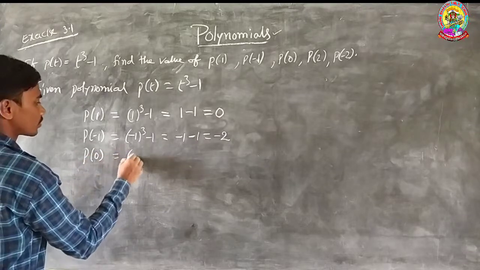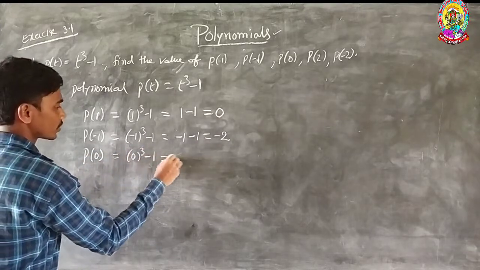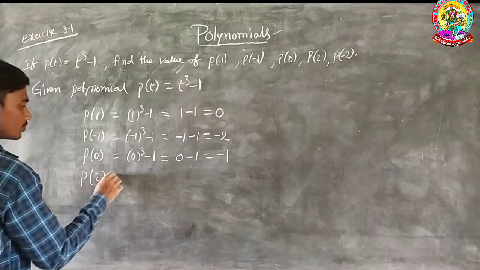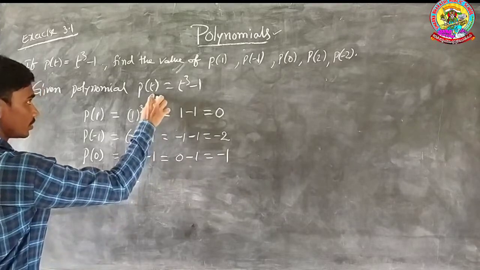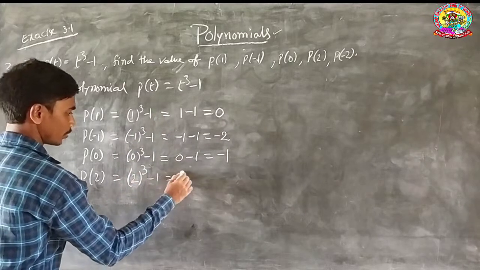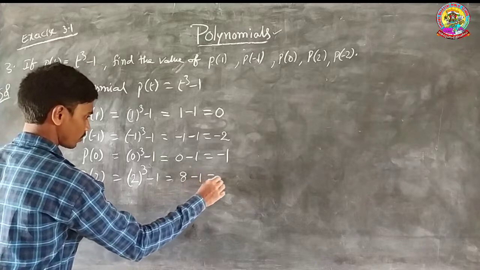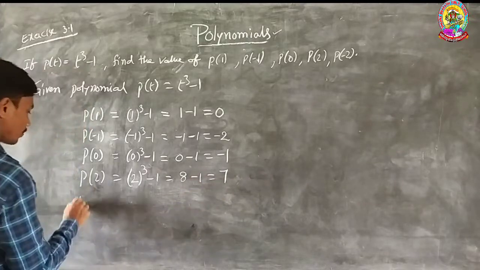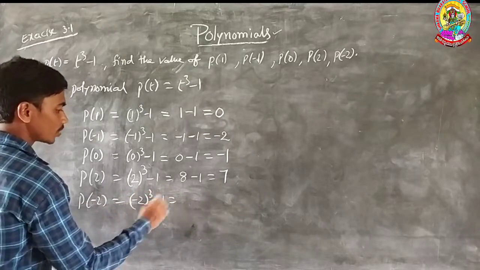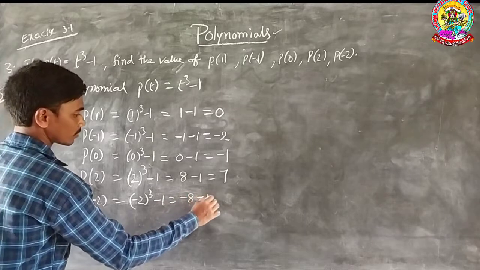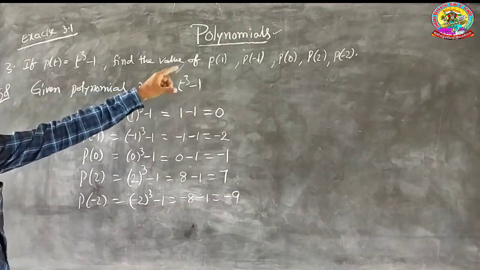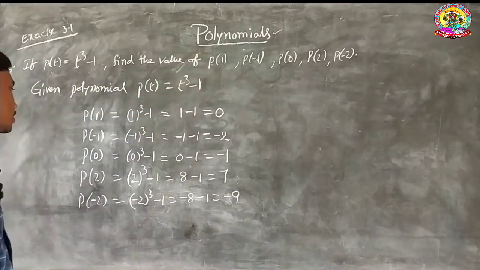P of 0 is equal to 0 cube minus 1, which is equal to 0 minus 1, which is minus 1. Next, p of 2 is equal to 2 cube minus 1. 2 cube means 8, minus 1, is equal to 7. P of minus 2 is equal to minus 2 whole cube minus 1. Minus 2 whole cube means minus 8, minus 1, is minus 9. These are the values of the polynomial at 1, -1, 0, 2 and -2.